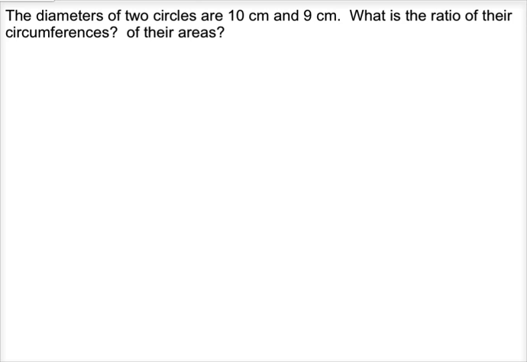The diameters of two circles are 10 centimeters and 9 centimeters. What's the ratio of their circumferences and of their areas? Well, I know that circles are similar figures, and I'm looking at their diameters are in a ratio of 10 to 9. So now I want to know what's the ratio of their circumferences and of their areas. Well, the circumferences is similar to doing the perimeter, which should be the same, 10 to 9. And when I get to the ratio of the areas, I just need to square things. So 10 squared is 100, and 9 squared is 81.